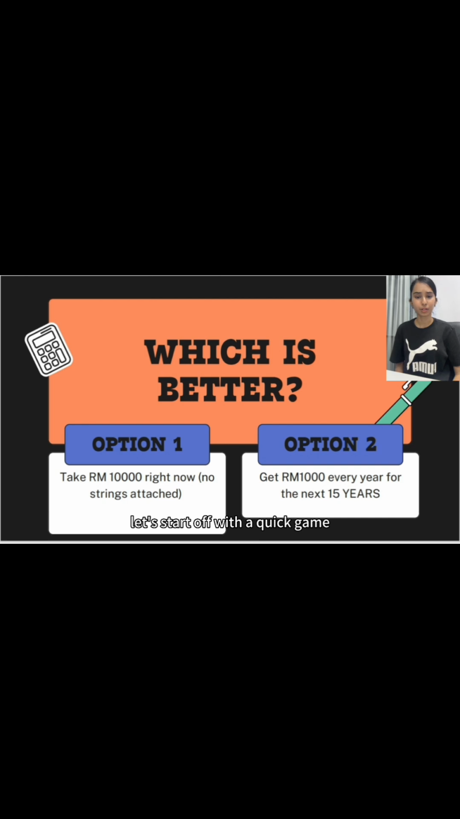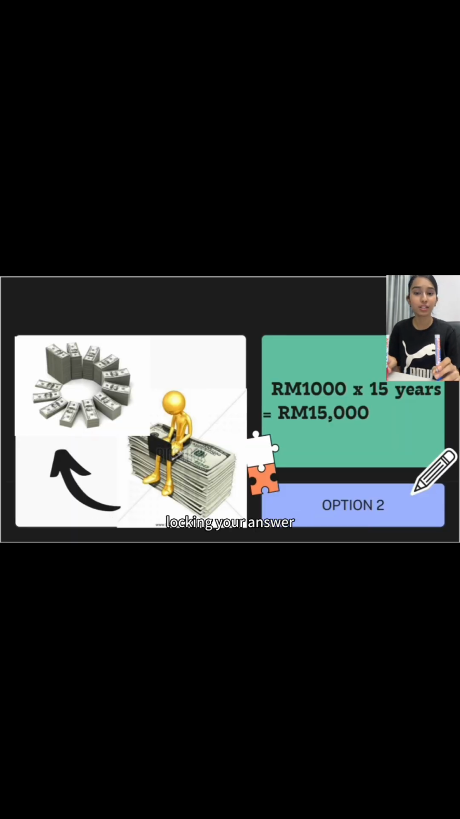Let's start off with a quick game. Imagine I give you a choice. Option 1, take 1000 right now, no strings attached. Option 2, get 1000 every year for 15 years. Which one would you choose? Think about it. Lock in your answer.